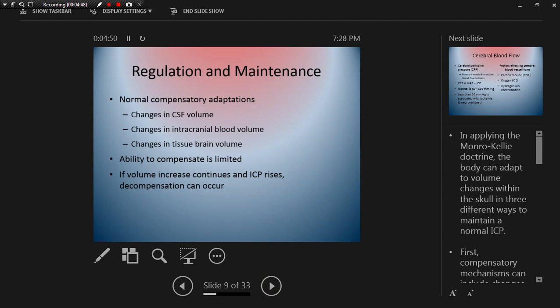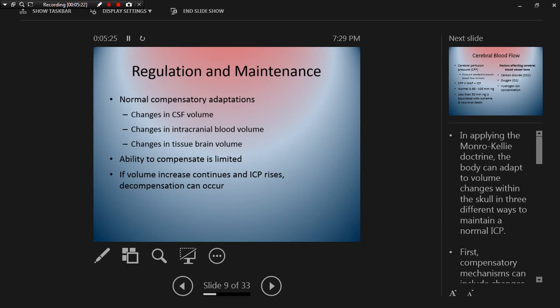So normal compensatory adaptations. So changes in cerebrospinal fluid volume. Okay? So if we have a rise in blood flow, blood volume, or a rise in brain tissue, we're going to see changes in CSF to maintain optimal ICP. If we have changes in intracranial blood volume, we're going to see alterations, hopefully, in the CSF. And if we have changes in brain tissue volume, we're going to see alterations in CSF volume and intracranial blood volume in order, hopefully, to maintain optimal ICP.